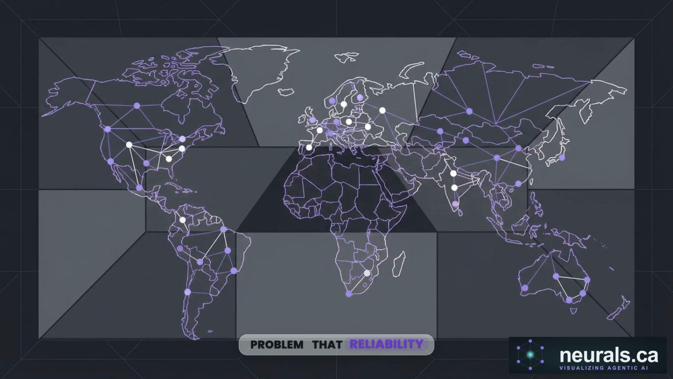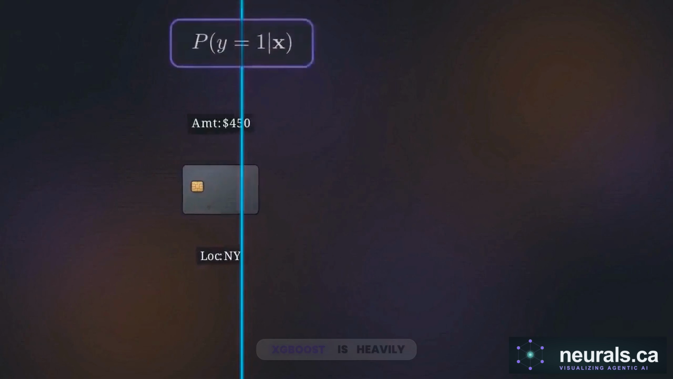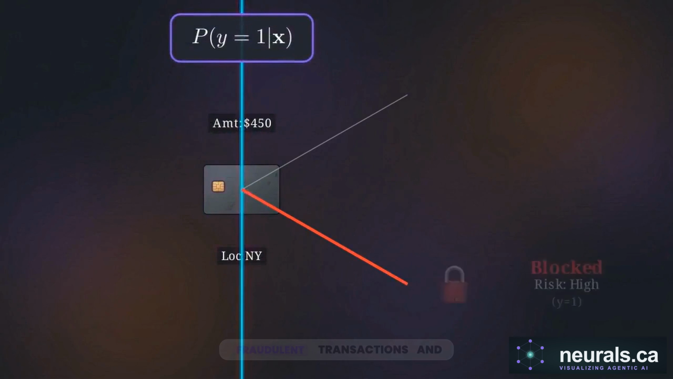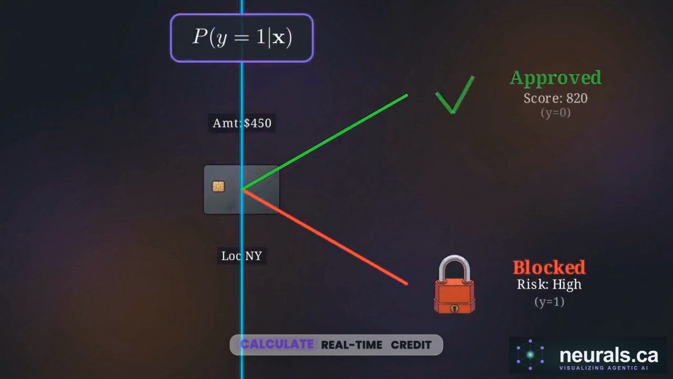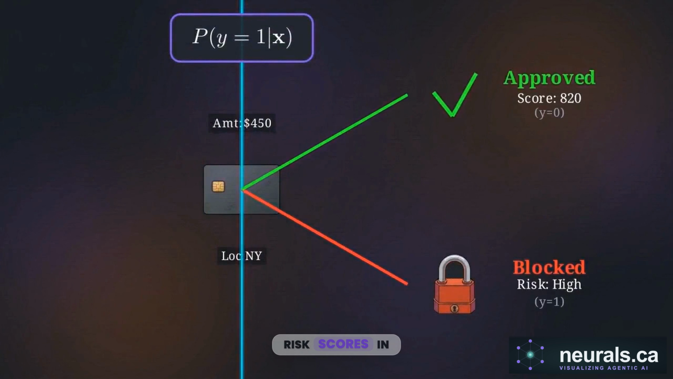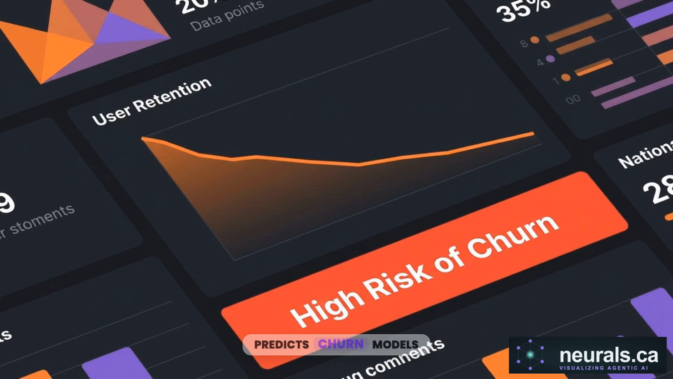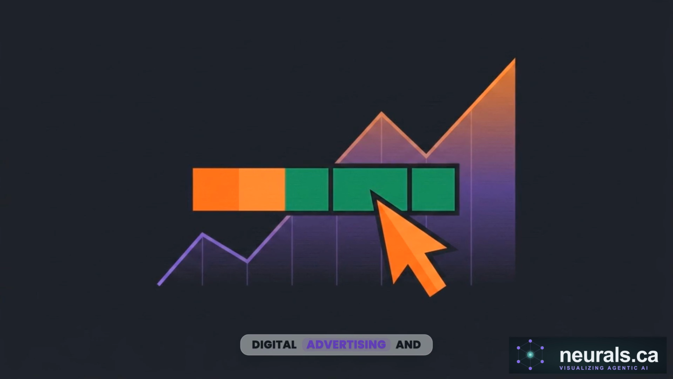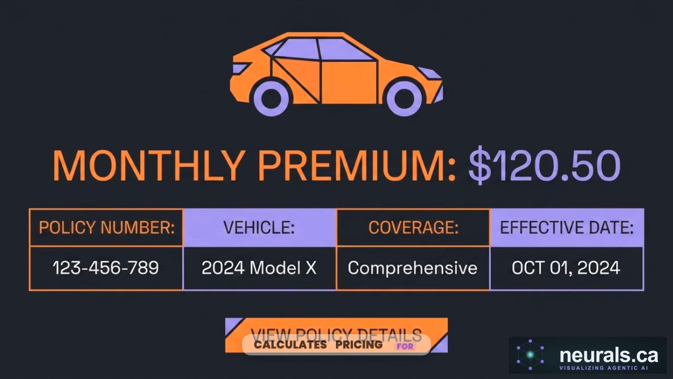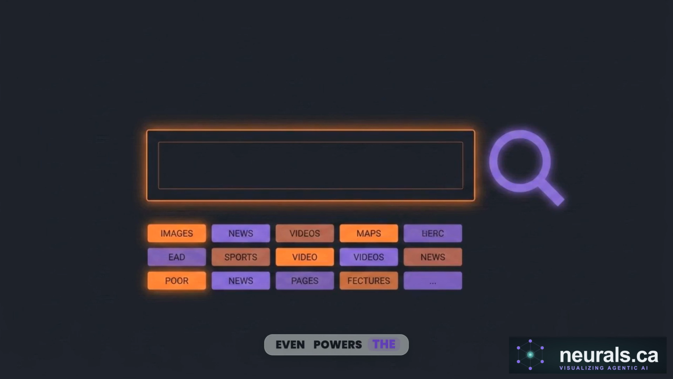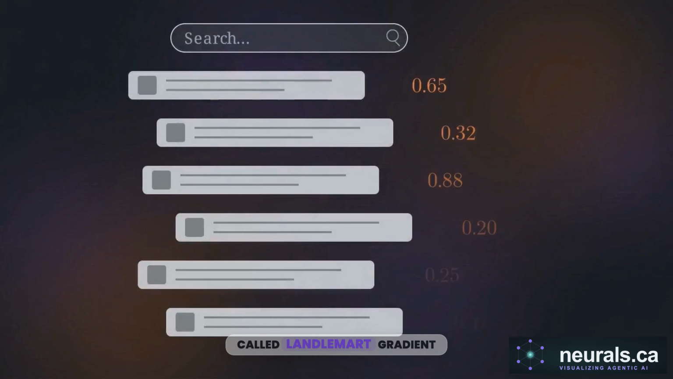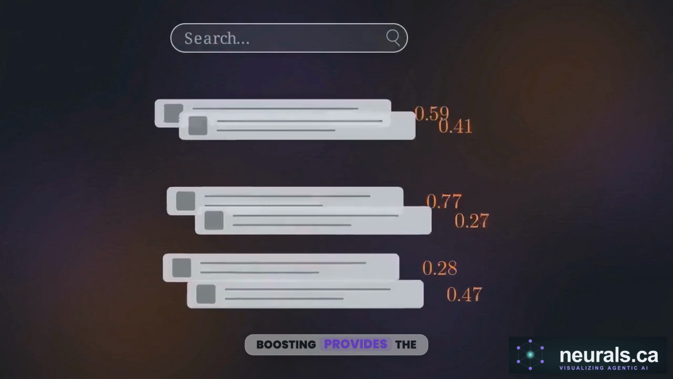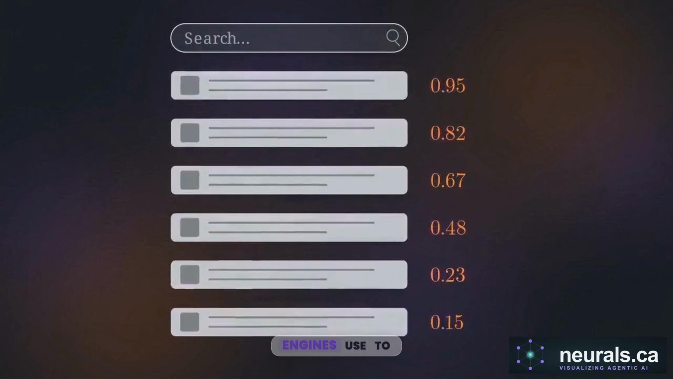That reliability translates into a massive commercial footprint. In financial security, XGBoost is heavily utilized to detect fraudulent transactions and calculate real-time credit risk scores. In digital operations, it predicts churn, models click-through rates for digital advertising, and calculates pricing for insurance firms. It even powers the way we look for information online. Through an adaptation called LambdaMART, gradient boosting provides the exact mechanism search engines use to rank your query results.